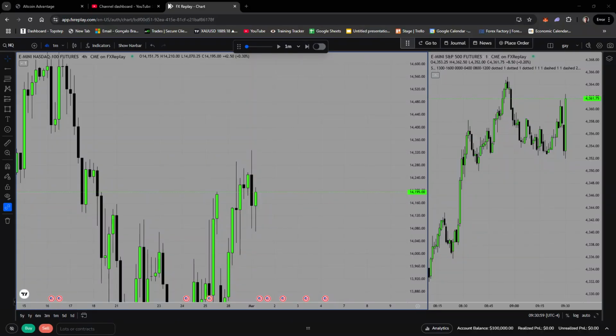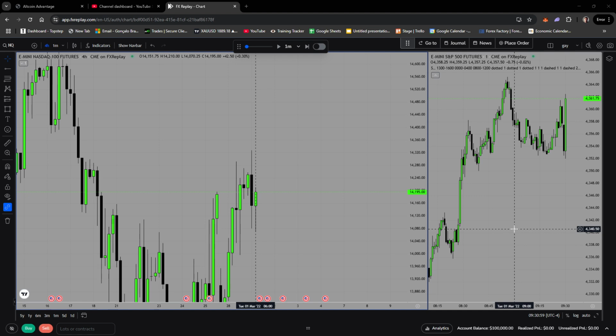Hey, so we are in March the 1st, 2022. Today we have a backtesting session using my VI entry model. So let's begin. On the left-hand side, we have NQ. On the right-hand side, we have ES. This is because we are looking for SMT.